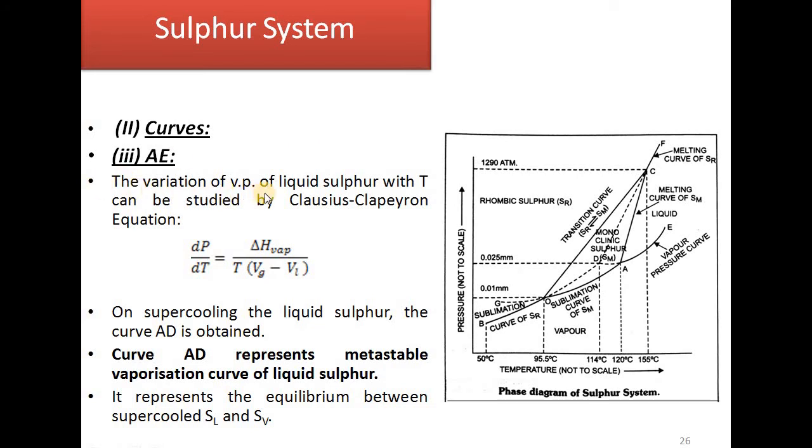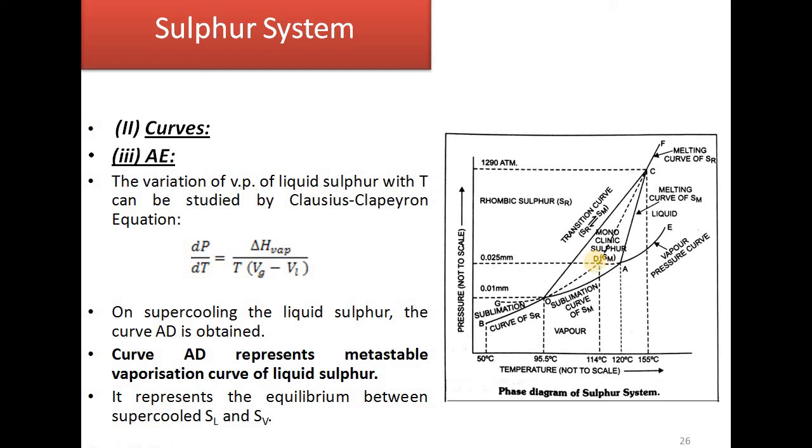The variation of vapor pressure of liquid sulfur with temperature can also be studied by the Clausius-Clapeyron equation. Again, we are applying it here. In this case, the equilibrium is between the liquid sulfur and the vapor sulfur. So again, dP/dT will be positive, and we will get a positive slope for the AE curve.